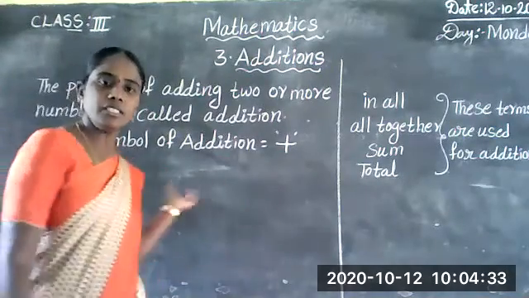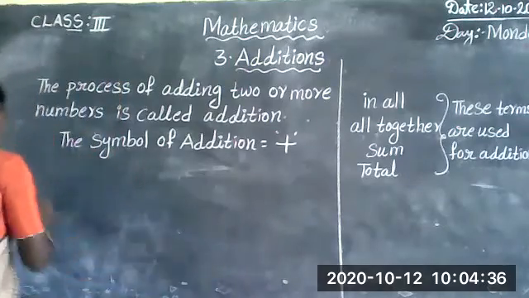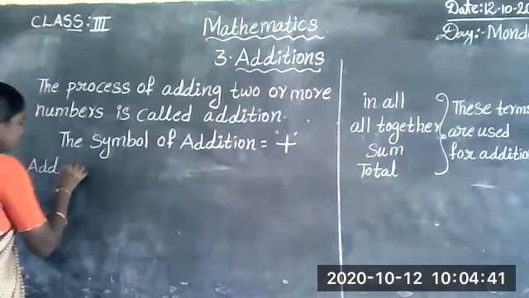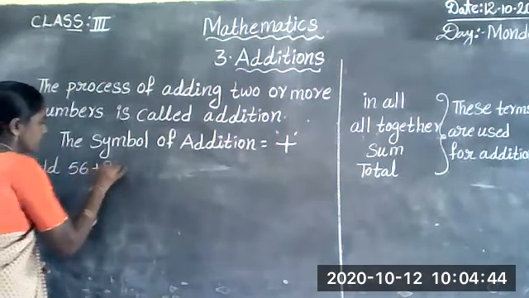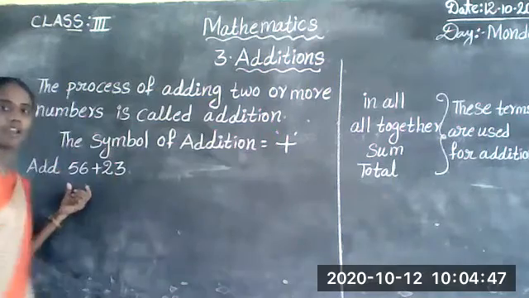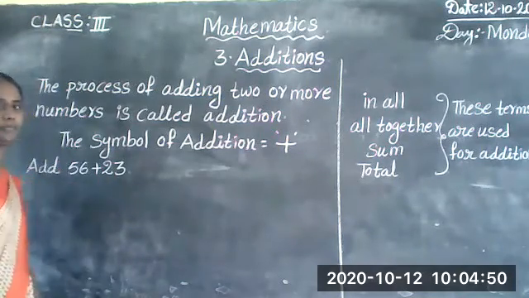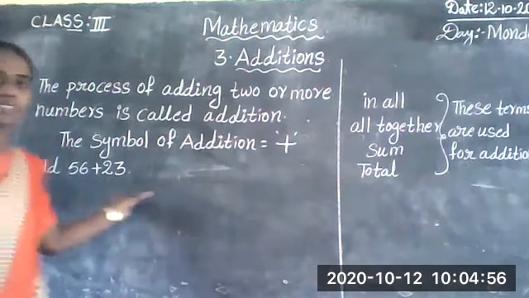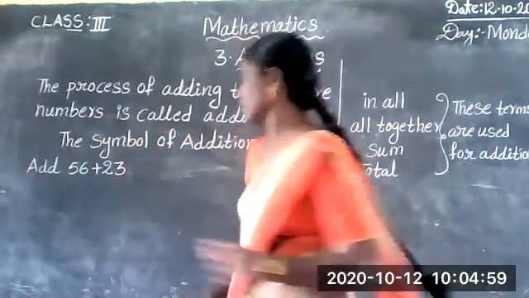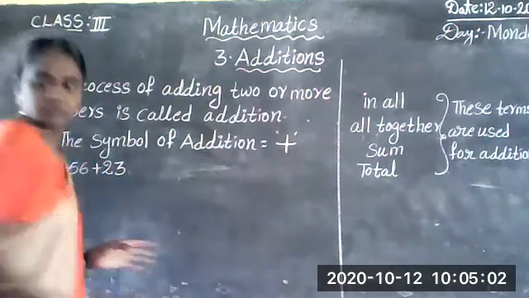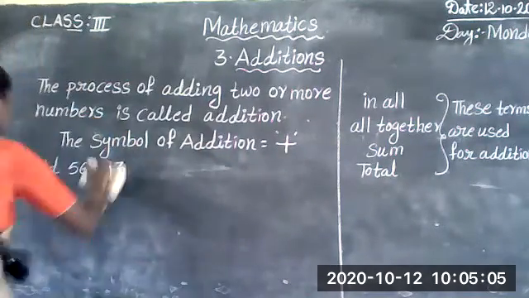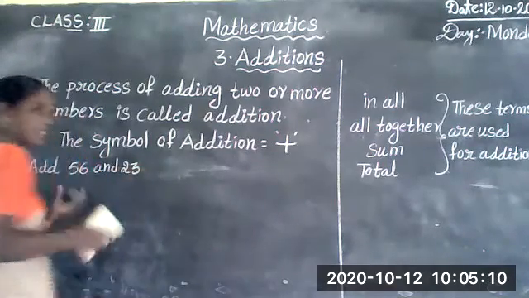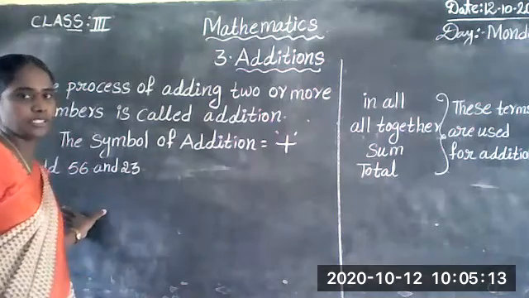Okay. Let us see one problem. Add 56 plus 23. These are two-digit numbers, 56 and 23.